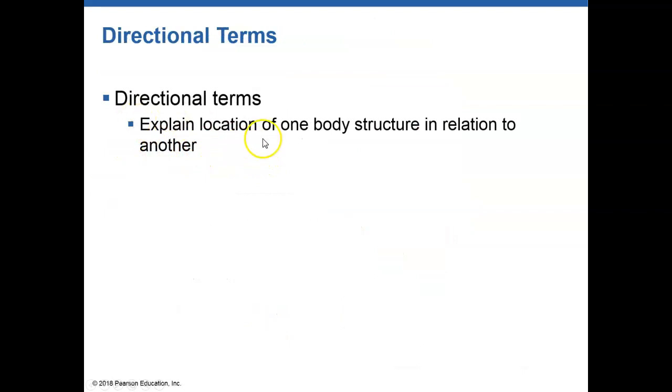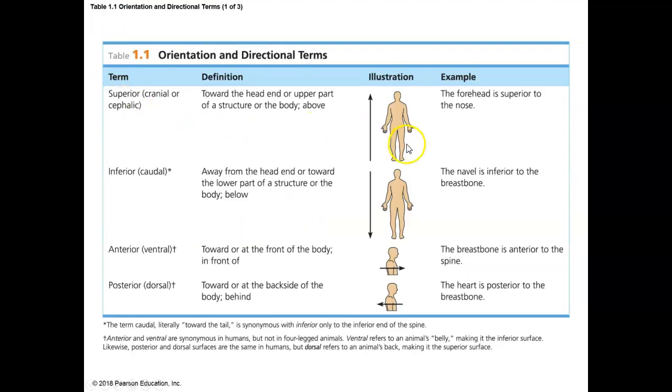So directional terms help us to identify the location of certain things. There are a lot of different terms. In this class, superior will be used. You could also use cranial or cephalic, but I typically use superior, which means towards the head. So the forehead is superior to the nose, which makes sense. Inferior, you could also use the term caudal, but I typically use just inferior, away from the head. So you could say the nose is inferior to the forehead, or the navel is inferior to the breastbone.